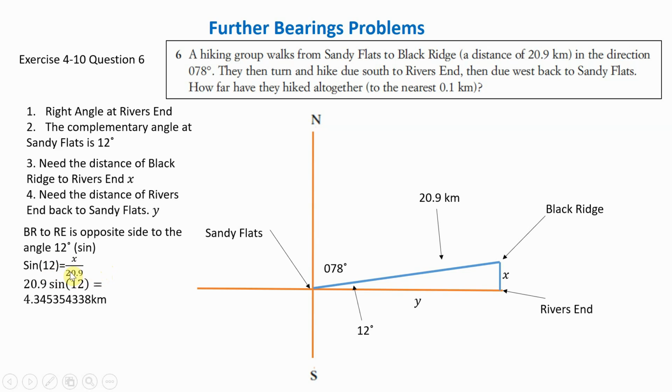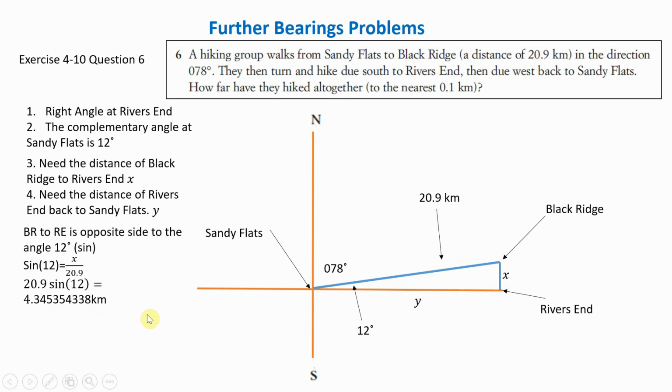Then when you multiply both sides by 20.9, this is what you put in the calculator: 20.9 sine of 12 equals, and the calculator will give you this answer, 4.3, and so on. So now we have another distance, 4.34.